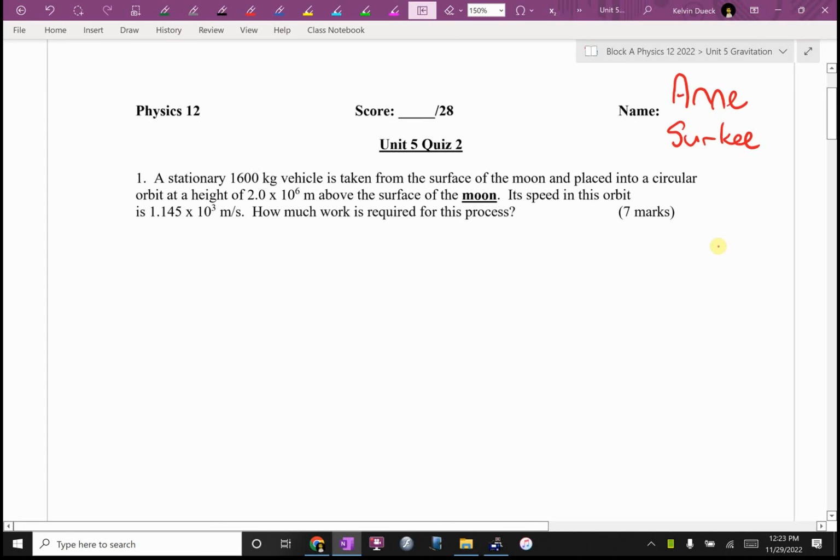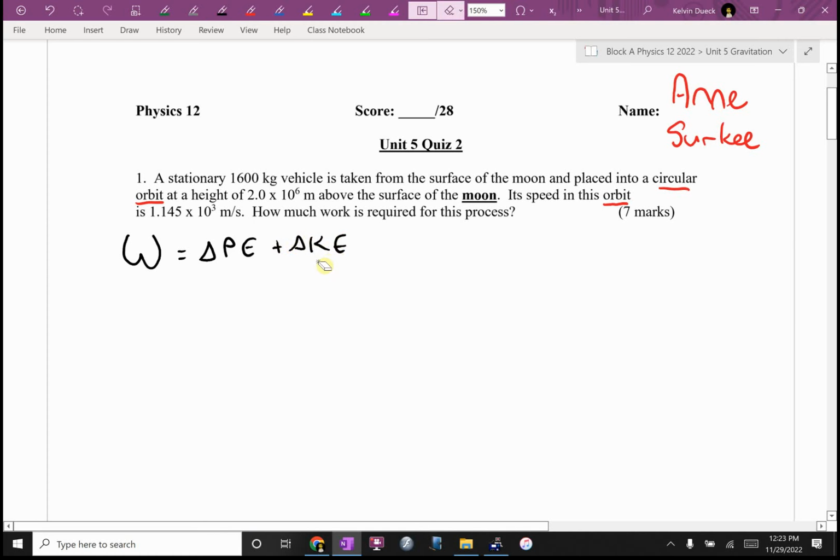I'm probably going to give you 2 work questions, maybe only 1. If I only give you 1, it will be how much work to put something in orbit. And I do see the word orbit. I do see circular orbit. So I can't use force times distance. Work is going to be the change in potential plus the change in kinetic.